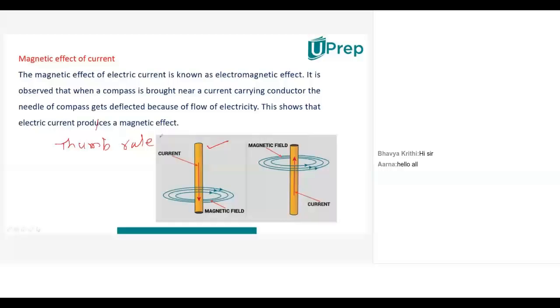Now once again tell me, whenever electricity passes through any conductor, what happens? It behaves like a magnet. That means a magnetic field is created around it. Very good. And you can test it by placing a compass. If the compass is deflected, a magnetic field is there. If the compass is not deflected, a magnetic field is not there. So you can do that experiment. If we do that experiment, the compass will be deflected. Thereby, we are saying that a magnetic field is produced around it.